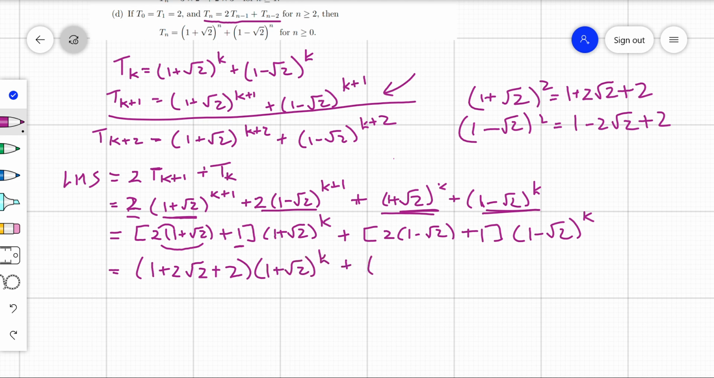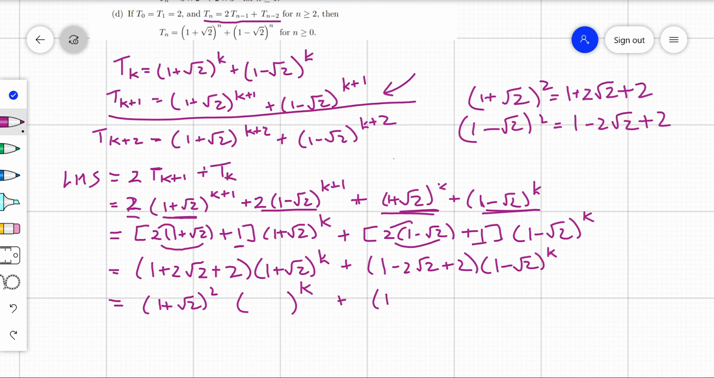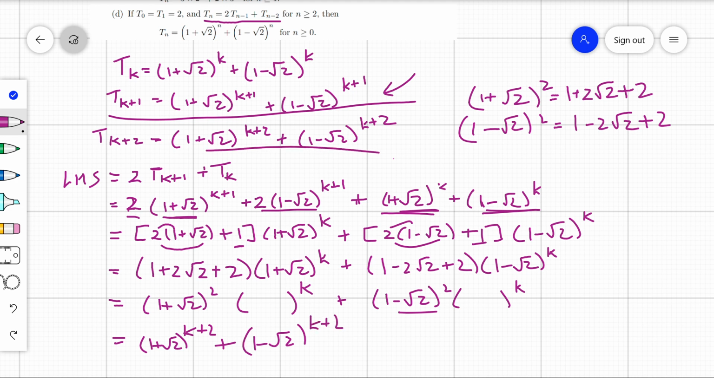And same here, let's put the 1 first, and then the minus 2 root 2, and then the positive 2 last. And then we can show quite nicely that that is (1 plus root 2) squared, and that's to the k, and then this one would be (1 minus root 2) squared, and again that to the k. So you can see we're going to get our (1 plus root 2) to the k plus 2, and our (1 minus root 2) to the k plus 2, which is our right hand side that we were looking for. And I'll let you do the rest.